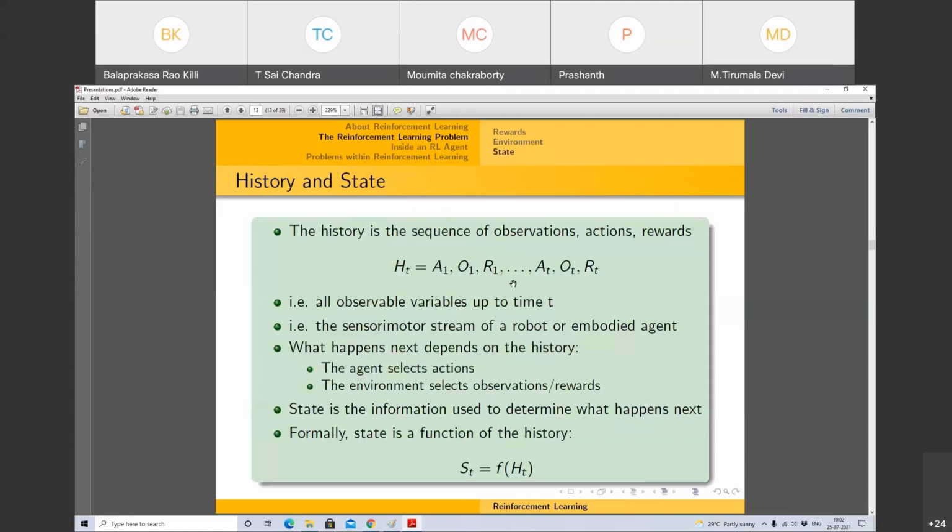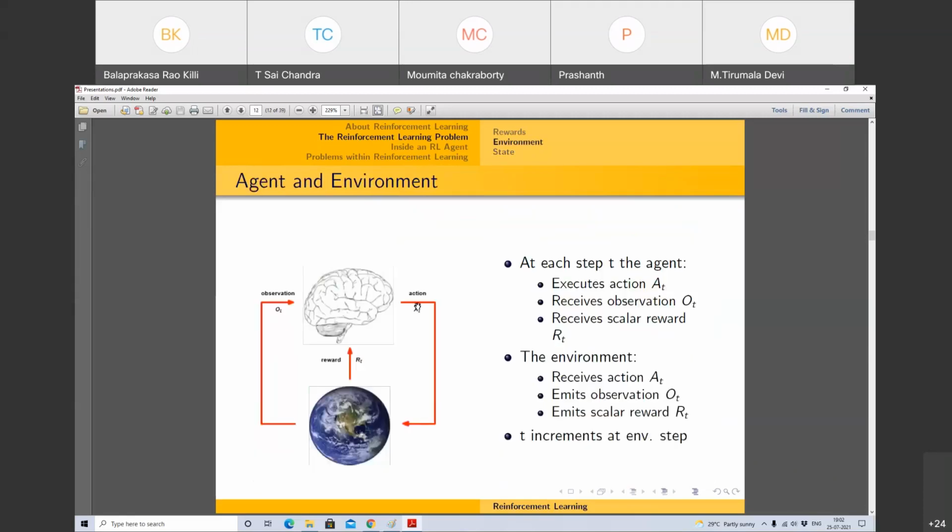The agent will process this history. The sequence of actions, observations, rewards were there. Let us say this is the action, then I have received this observation and reward. Then I have taken this action, I got this reward and this observation. By using history, the agent will pick its next action. So that is the idea of history. What is the use of history? The agent uses the history to decide its next action.